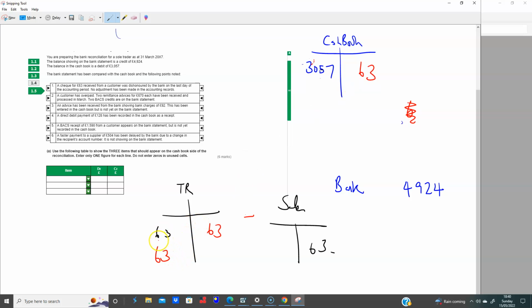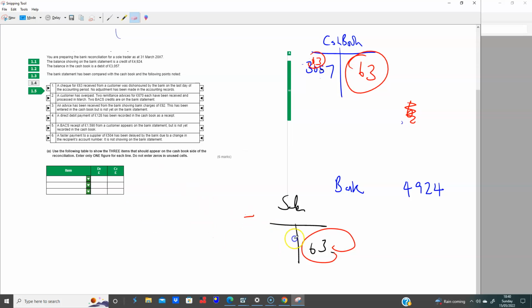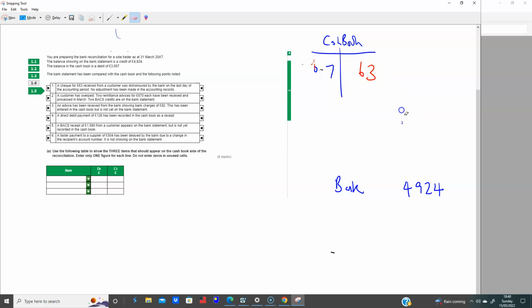So you can see the drama here. This 63 started off with this 63. Then we got paid. That 63 is in there somewhere. Then they can't pay. And then you now finally reinstate those 63s, right? So let me just tidy this up a little. So what I have here is 63. 3057 is the balance here, 3057, and then you have 63.